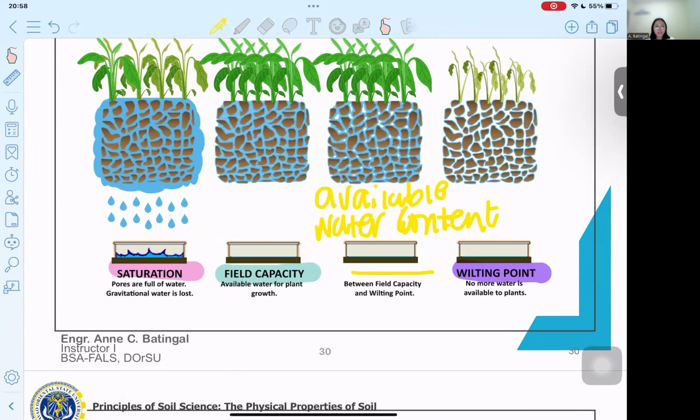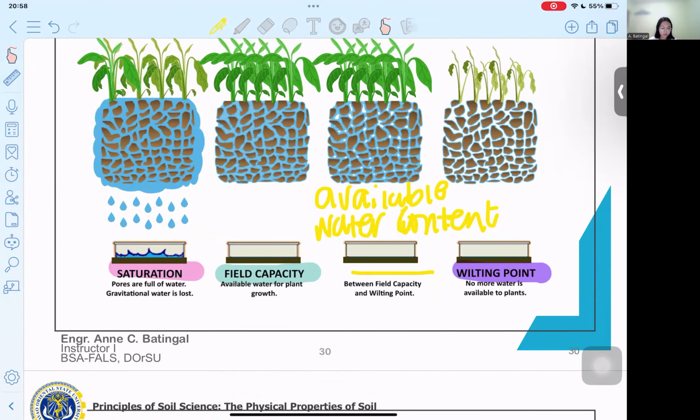Again, saturation usually happens after irrigation or heavy rain. Field capacity is the time when the rain has stopped but your soil is still full of water. Wilting point is the point wherein the soil water is not enough to support the growth and life of your plant, so your plant dies and wilts. And in between your field capacity and wilting point is your available water content.